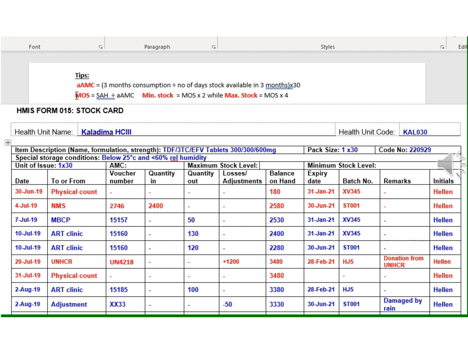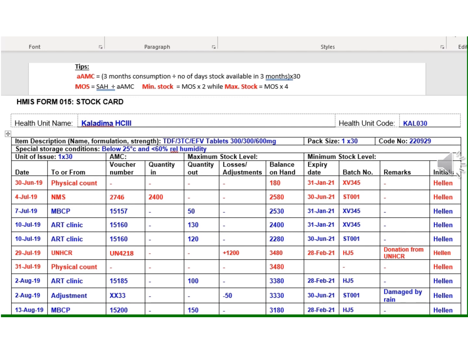Okay, and then there's something here called month of stock. How long will that stock last in a facility? You get what you have and you divide by the average consumption. It gives you the duration of stay, for how long the stock will remain in your facility. Quickly, let's go to this stock card and see these stock levels.